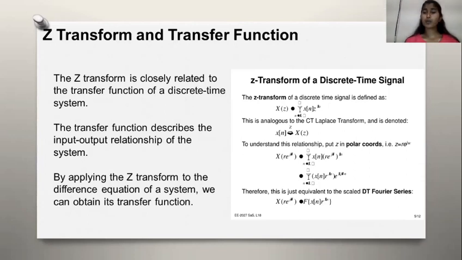The Z transform of a discrete time signal. The Z transform of a discrete time signal is defined as X(z) equals the summation of x(n) z to the power minus n. This is analogous to the CT Laplace transform, and it is denoted by Z of x(n) equals X(z).